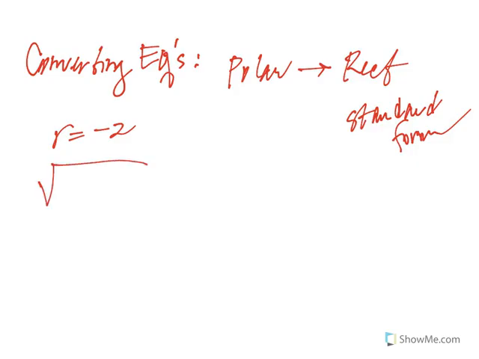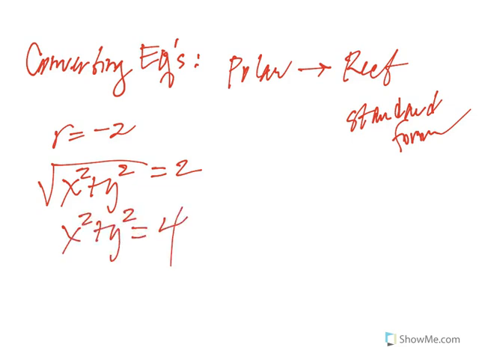Remember that r, using the Pythagorean identity, is nothing more than the square root of x squared plus y squared is equal to 2, which is close to standard form. I'm going to square both sides. I've got x squared plus y squared is equal to 4. It is a circle. If you think about it, that makes sense.